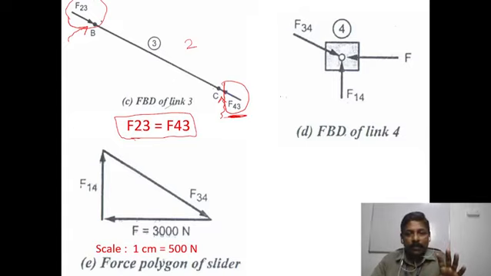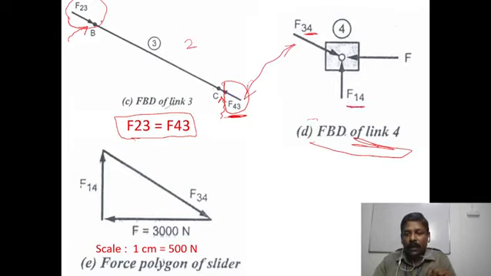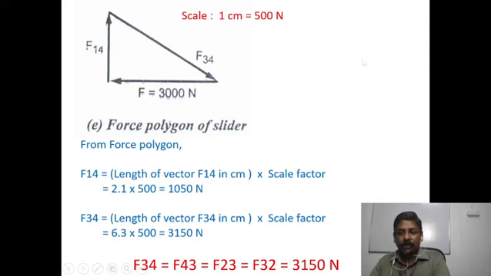Next you come to link 4. In this we are drawing the free body diagram of link 4. Here it is subjected to 3 forces. One is F34, from link 3, the connecting rod, the force is acting on link 4, so we are representing it as F34. This F34 and F43 are equal and opposite. Next, from link 1, the force is acting on link 4, that is F14. Next one is the external force F equal to 3000 Newton is applied.